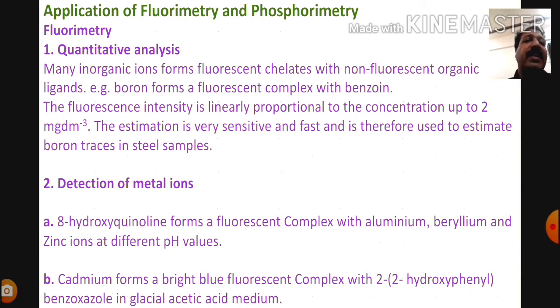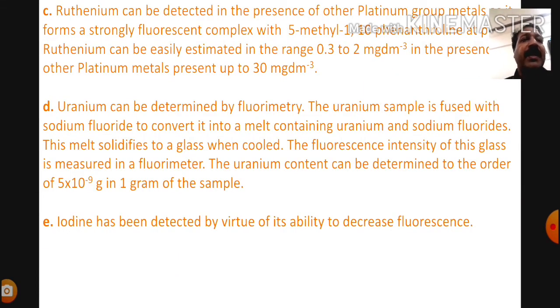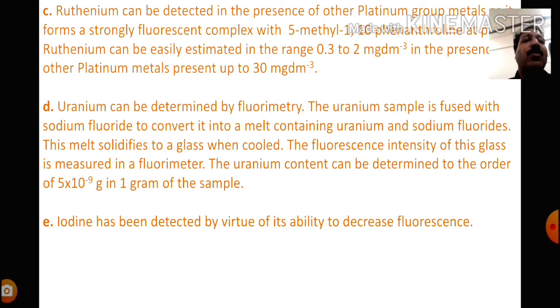The second application is detection of metal ions. 8-hydroxyquinoline forms a fluorescent complex with aluminum, beryllium and zinc ions at different pH values. Cadmium forms a bright blue fluorescent complex with 2,2-hydroxyphenyl benzoxazole in glacial acetic acid medium. Ruthenium can be detected in the presence of other platinum group metals, as it forms a strongly fluorescent complex with 5-methyl-1,10 phenanthroline. Uranium can be determined by fluorimetry.